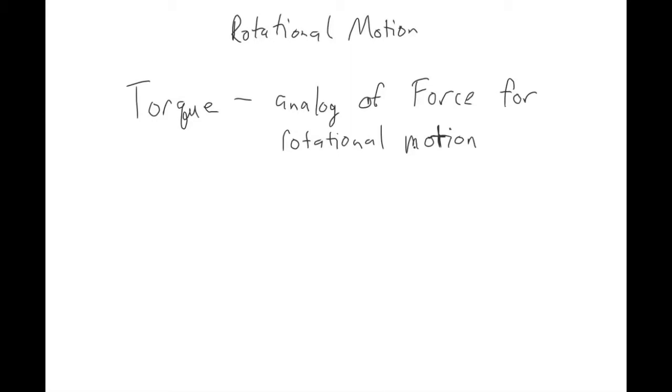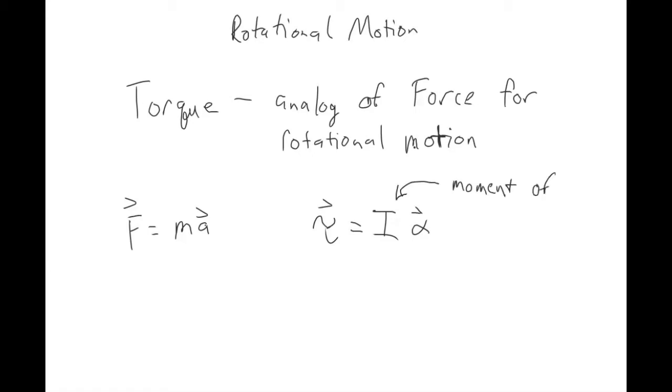So if we said that force was equal to F equals MA, then torque is going to be equal to something times the angular acceleration. So torque is the analog for force. Angular acceleration alpha is the analog for acceleration. And then the analog for mass is going to be this capital letter I, which is the moment of inertia.